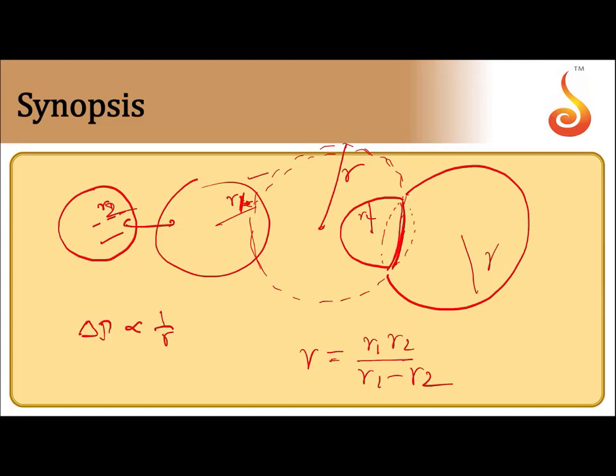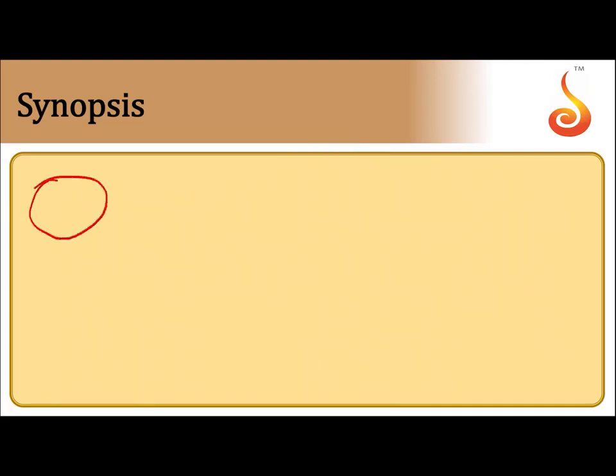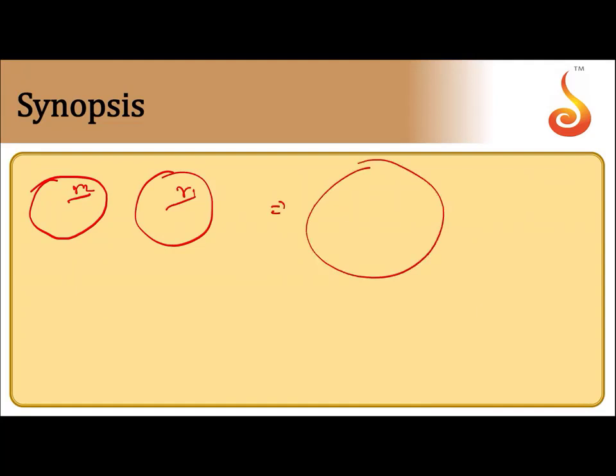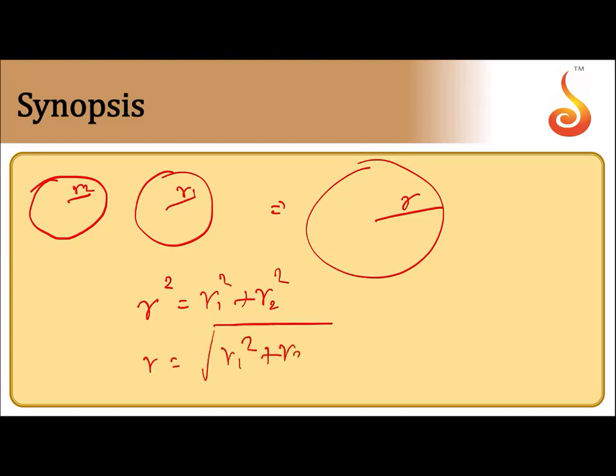However, if the two bubbles, for example, if I consider this is a bubble of radius R2, this is another bubble of radius R1. If they combine to form a bigger one whose radius is R, then their radii are related simply by this equation: R square is equal to R1 square plus R2 square, or R is equal to square root of R1 square plus R2 square. So this is the idea behind the combination of bubbles.